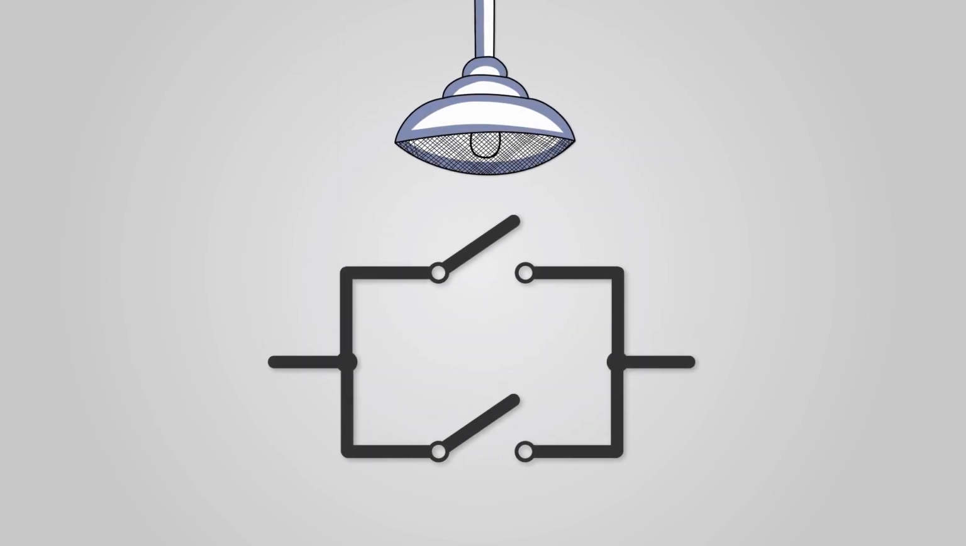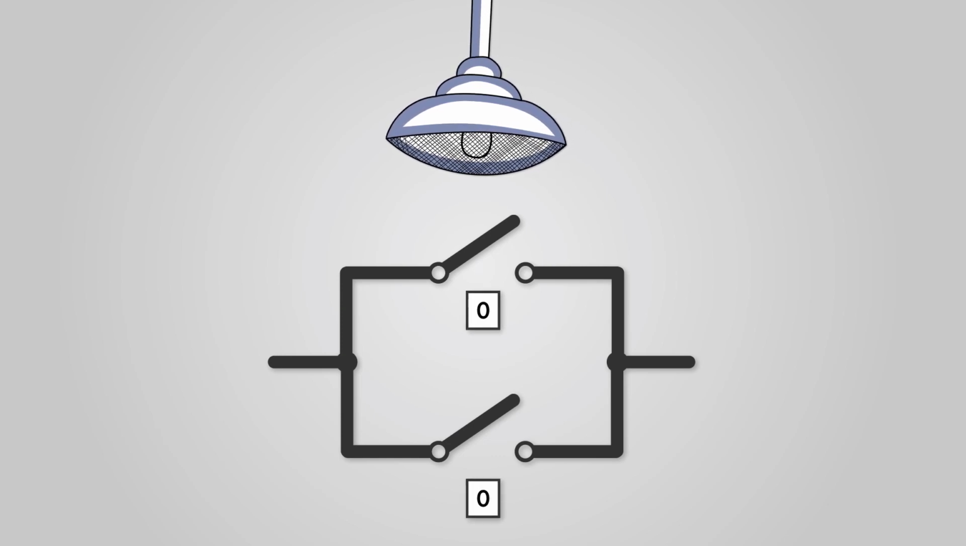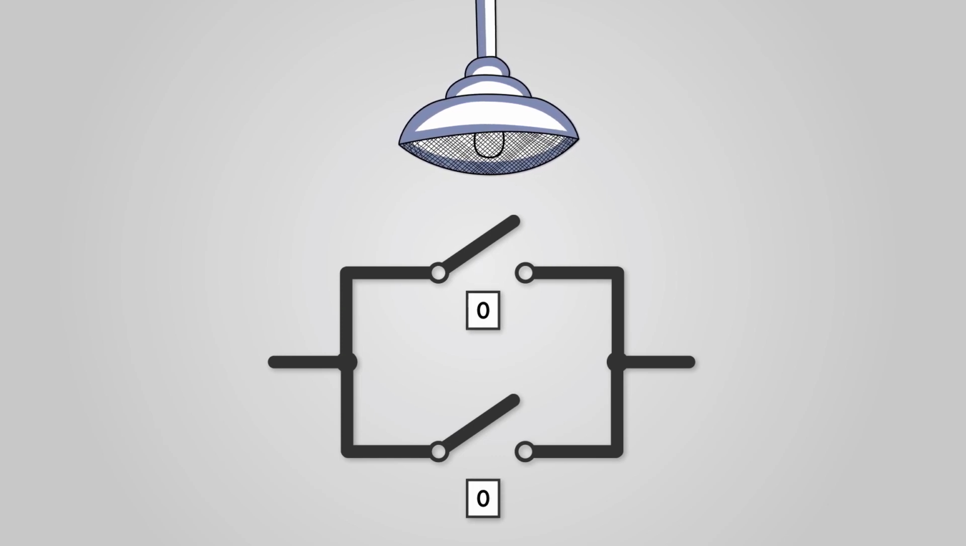Instead of having two switches in a line, we have two separate lines with switches on them. If both switches are open, representing zeros, no power can reach the light bulb. This means the light bulb is turned off, representing a zero.